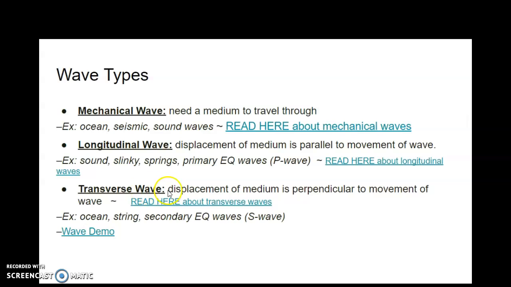Our next type is transverse wave. These are the types of waves that we traditionally think of that go up and down as they roll along, like the waves on the ocean. You can see the crest, you can see the troughs. So the displacement of the water, the medium, is moving up and down, but it's actually traveling, for example, from left to right.